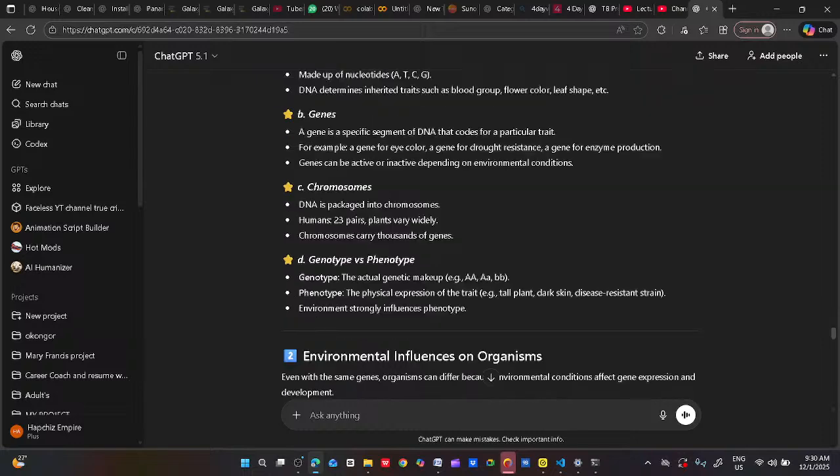So the second thing that you need to know is genes. What are genes? I told you that a gene is a specific segment of DNA that codes for a particular trait. So just like when I said that GTAC, that is a gene. That set of code that comes together, CTA in one strand, that is a gene. So it's just a segment.